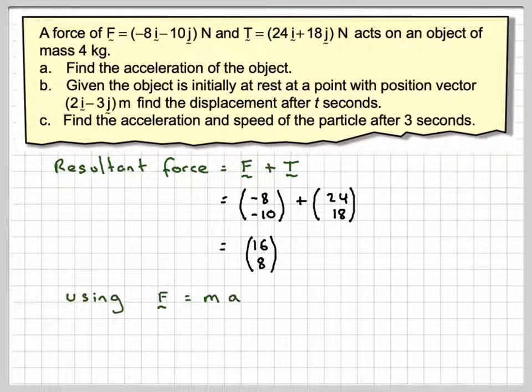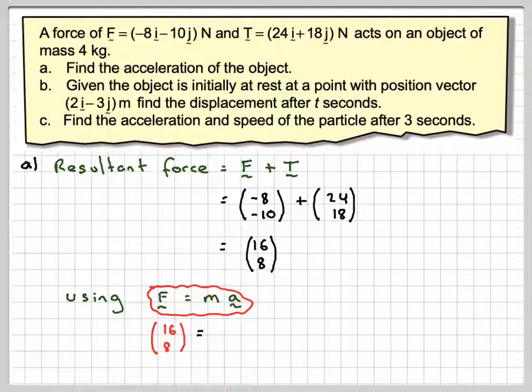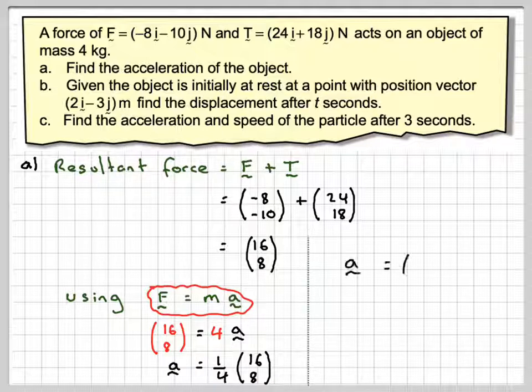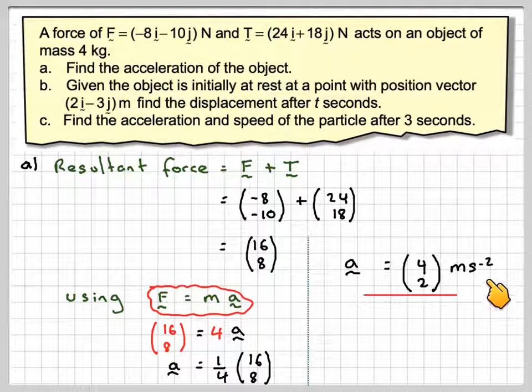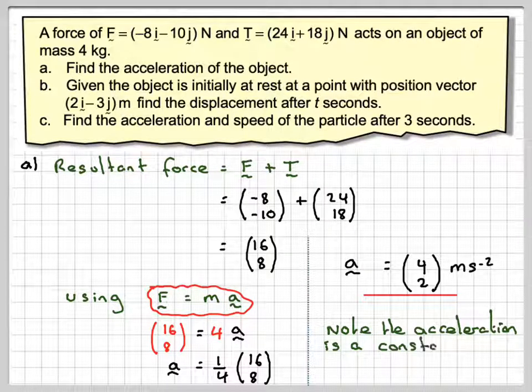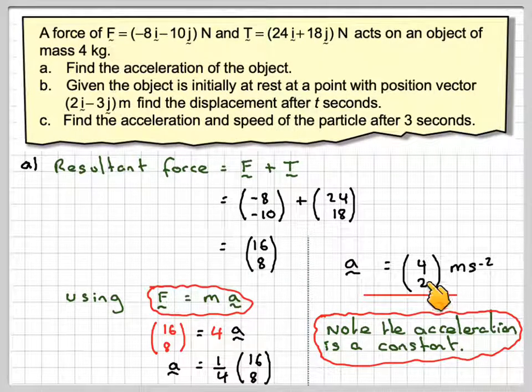And then using F is equal to ma, we're going to have that 16, 8 is equal to the mass, which is 4 kilograms, 4 times the vector a, and therefore the vector a will be 1/4 of 16, 8, which is going to be 4, 2 meters per second squared. We will note that this is independent of t, so the acceleration is a constant. Doesn't matter whatever the time t is, the acceleration will always be the same in this case.